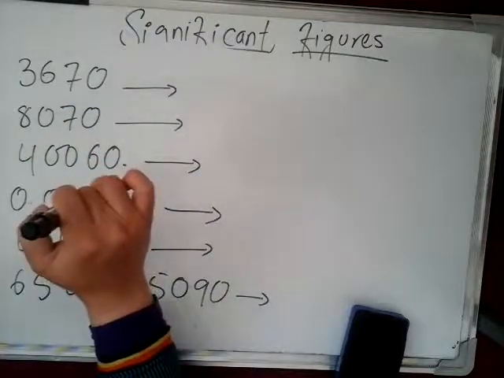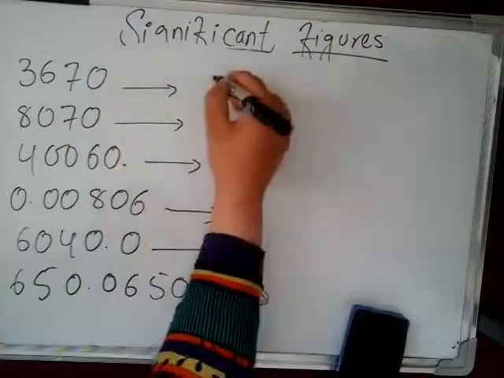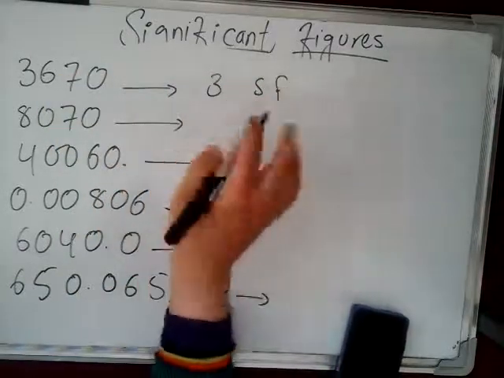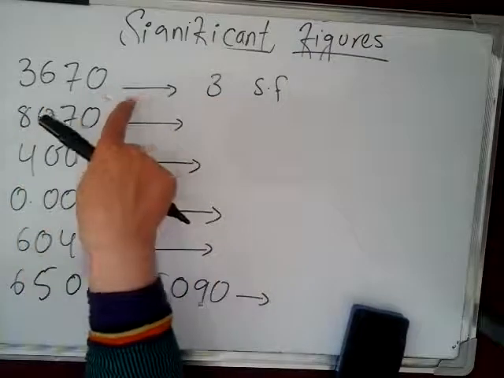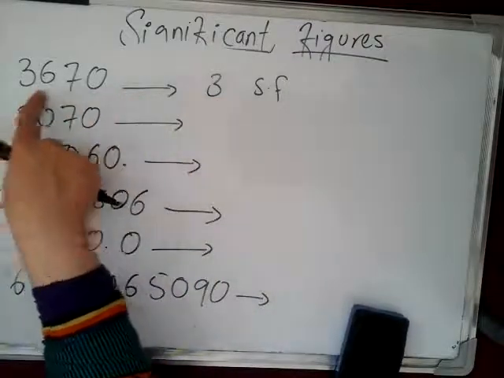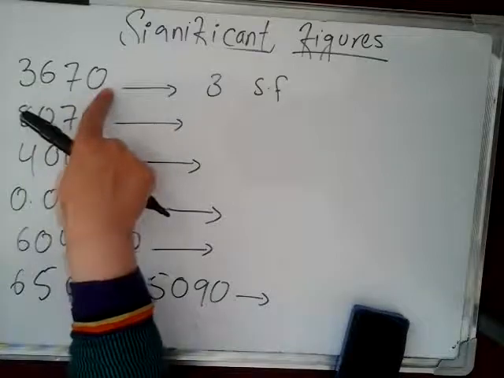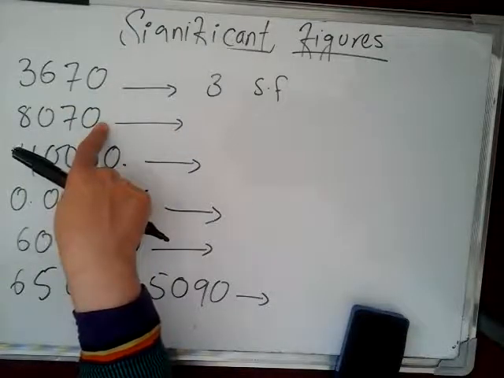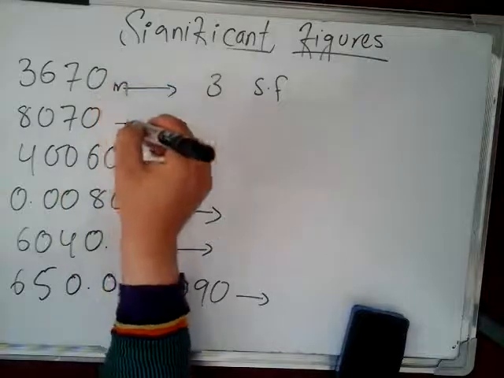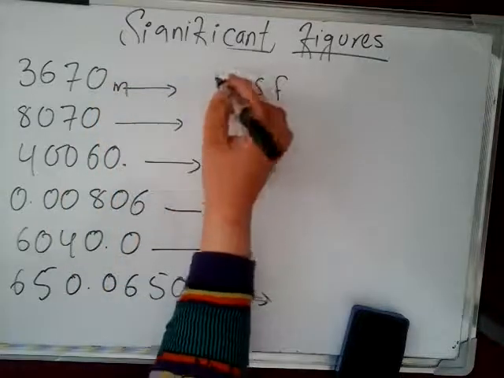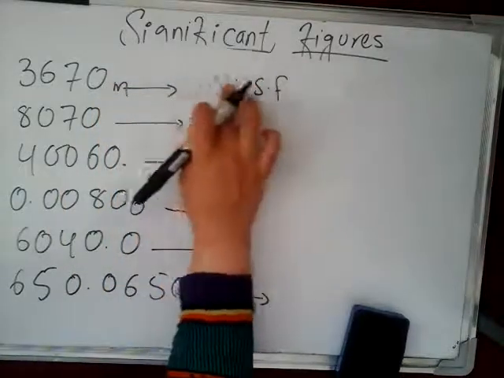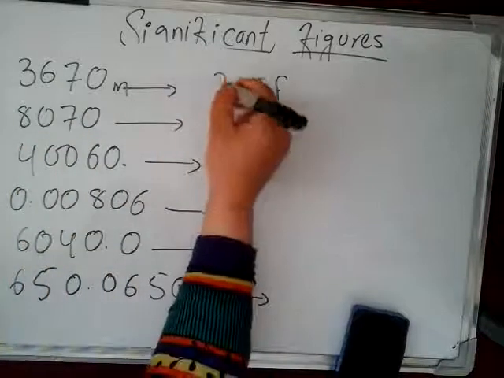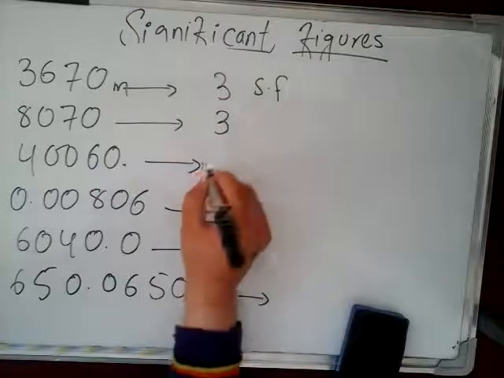No point is present. So we will consider only 3 significant figures. If a question is asked how many significant figures there are, you will say 3. Why? Because there is no point present and neither is a unit present. If a unit was present, for example meter, then you would say there are 4 significant figures. In the same way for 8070, its significant figures are also 3.